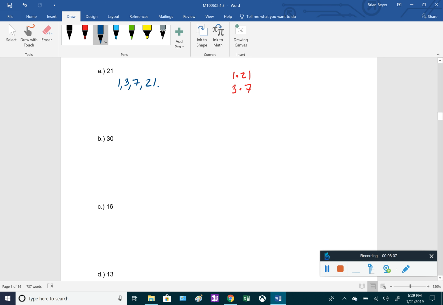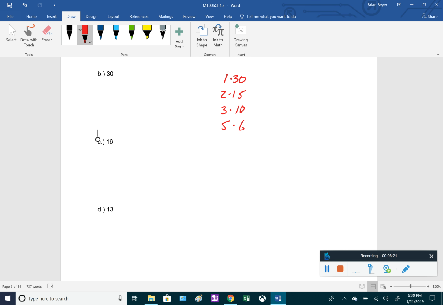And for the next one, for 30, thinking about some numbers that multiply to 30, once again, we have 1 times 30. We can do 2 times 15. We can do 3 times 10 and 5 times 6. Hopefully you can see how I'm doing this in a nice little order on the side, so I don't miss a factor. So these are all the factors of 30. We have 1, 2, 3, 5, 6, 10, 15, and 30.